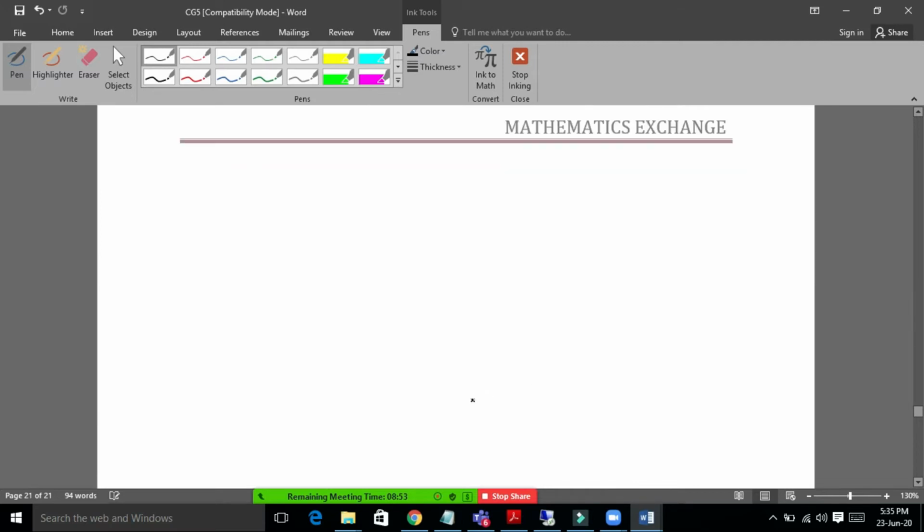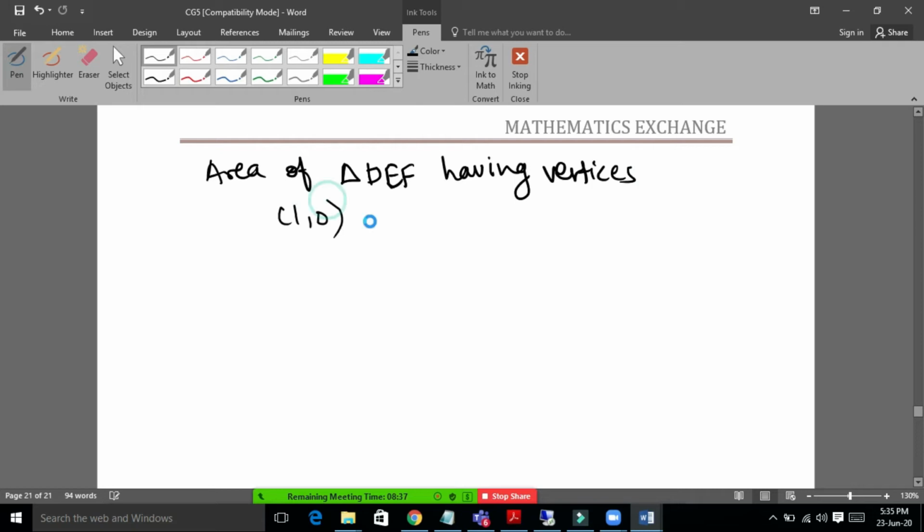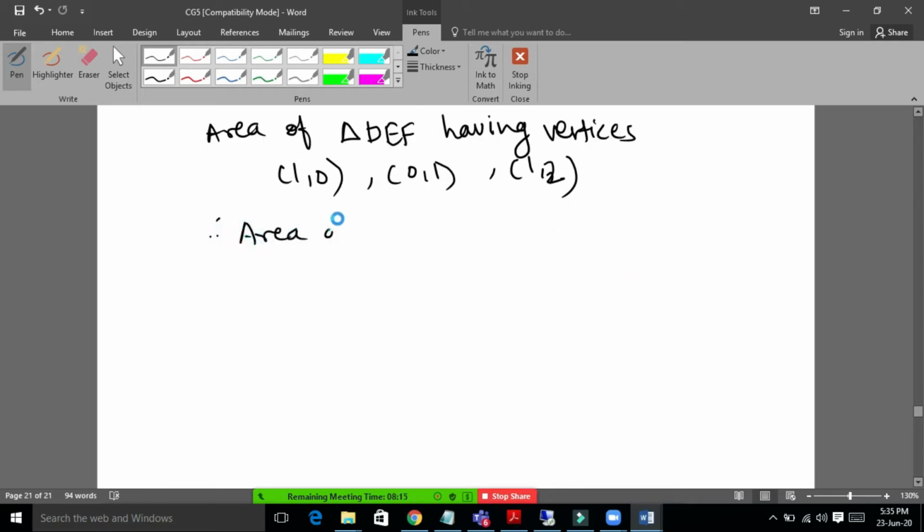Now we find out all the coordinates of the midpoints. So we find out the area of triangle DEF, having vertices D is (1, 0), E we have found is having coordinate (0, 1), and F is having coordinate (1, 2).